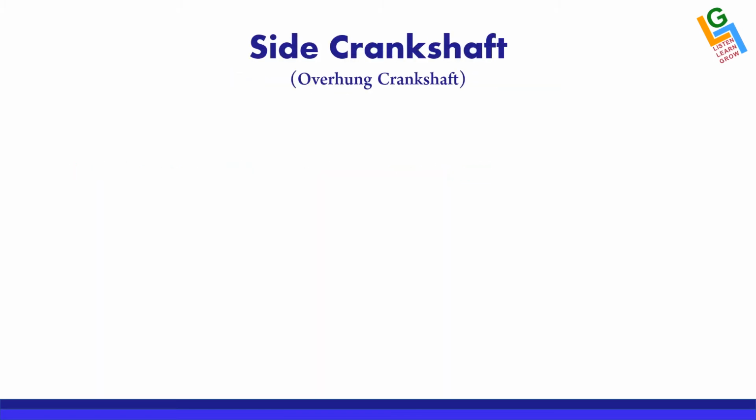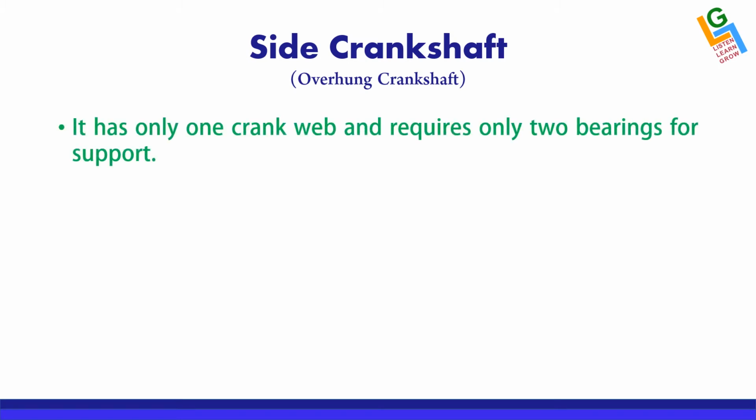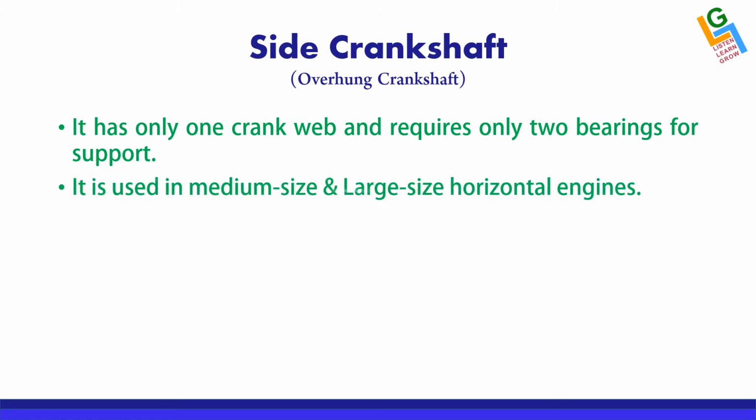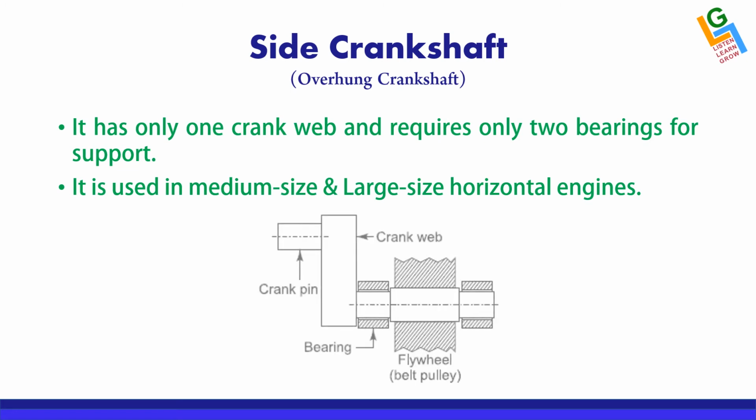Side crankshaft or overhung crankshaft. It has only one crank web and requires only two bearings for the support. It is used in medium size and large size horizontal engines.